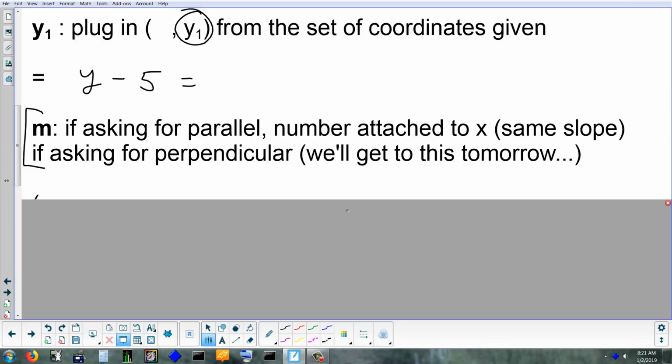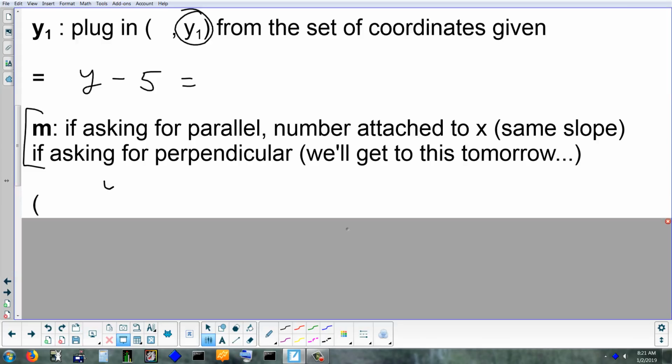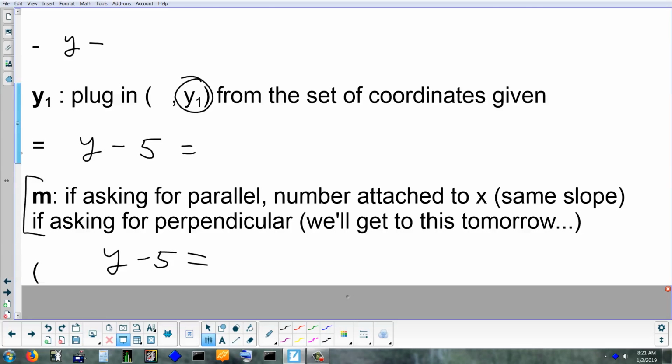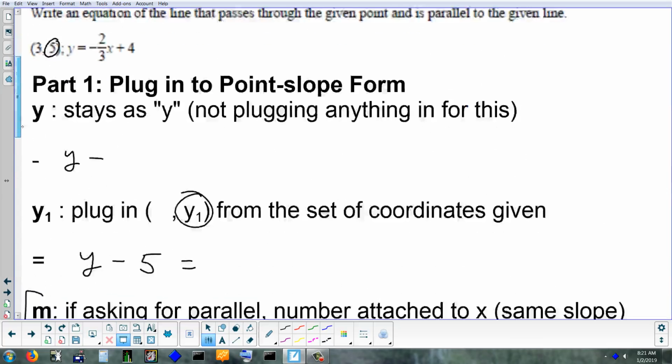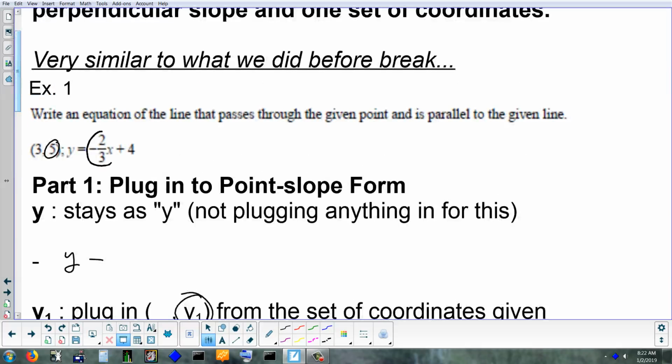Okay, so let me write down what I've got so far. Okay, that's from the previous step. And now what comes right after the equal sign? What do we always put there? M. Let's go back up and look at what m is. M is the number attached to x. What number is attached to x here? Negative 2/3.